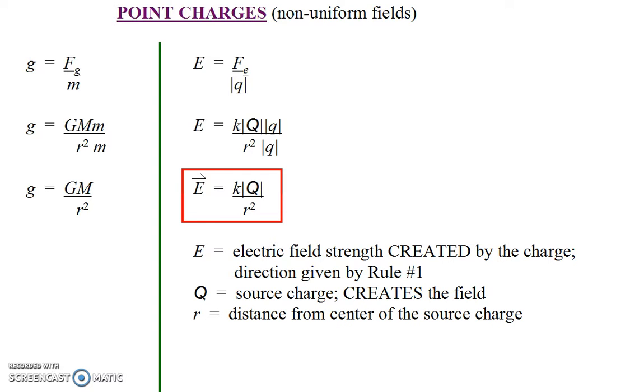And little r, just like before, is the distance from the center. It's not distance from center to center because there's no other object in this equation. We only have the source charge, so it's distance from the center of that source charge. Now, this equation came directly from Coulomb's law, and Coulomb's law came with 2 warnings. Why don't you just pause the video and see if you can remember what those 2 warnings are without looking them up.